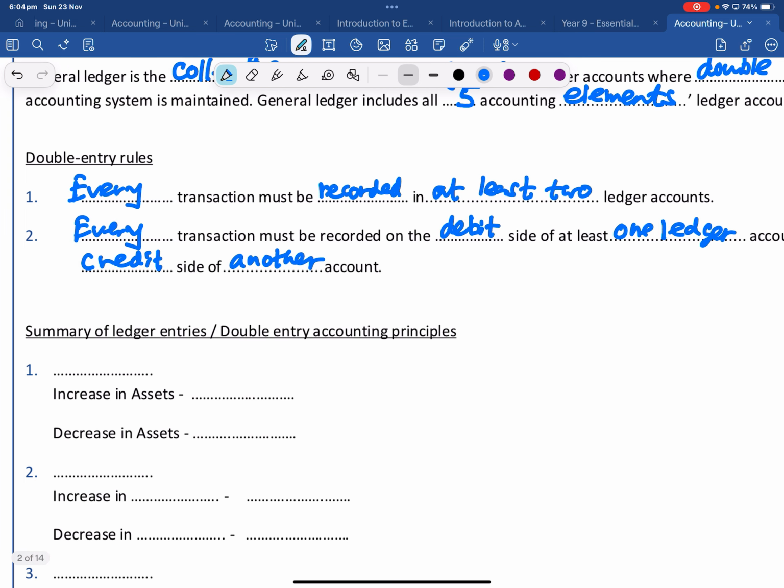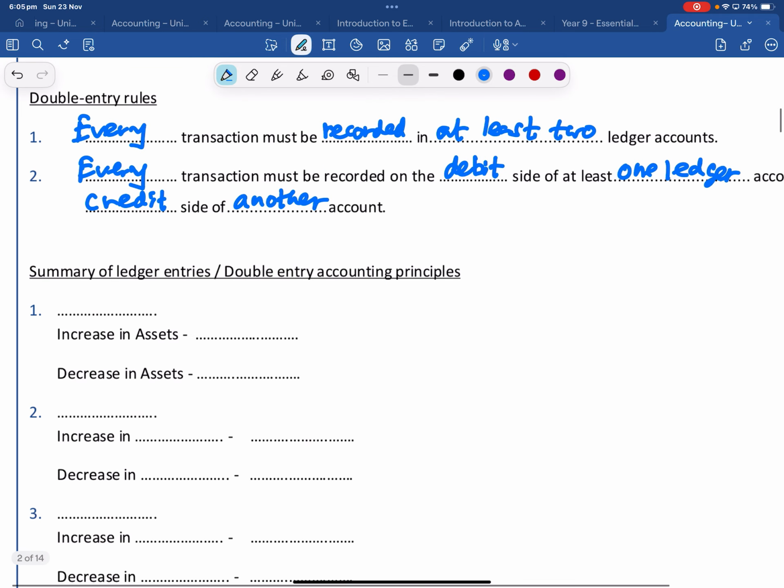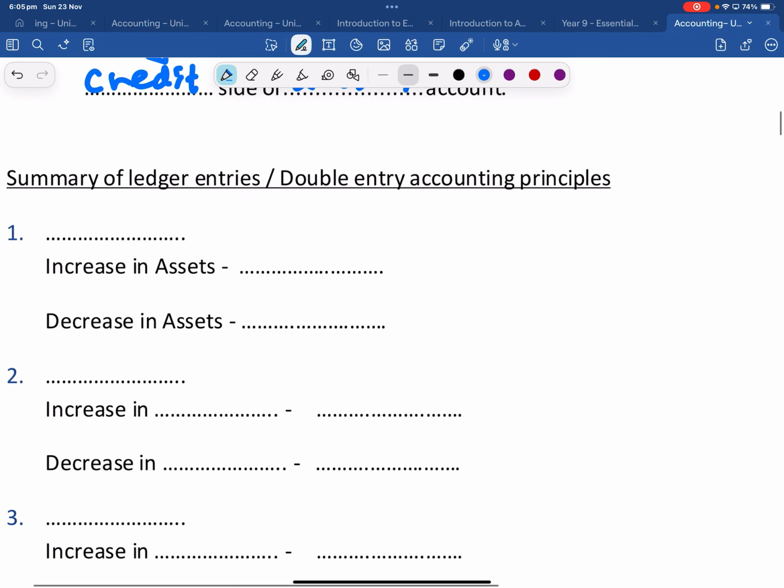Wait, so one debit has to be there, one credit has to be? Yes. So every debit has a credit. On the other hand, every credit has a debit. So like, say you're getting a loan, right? Then wouldn't that be a credit for loan account and the cash account? No, cash will be debited. Yeah, we'll see. Now, we are going to learn those rules, guys.